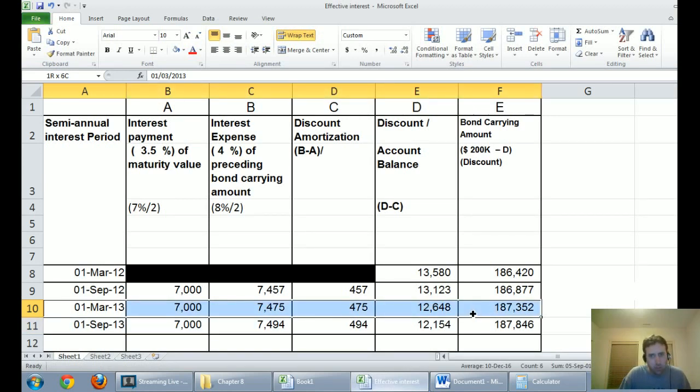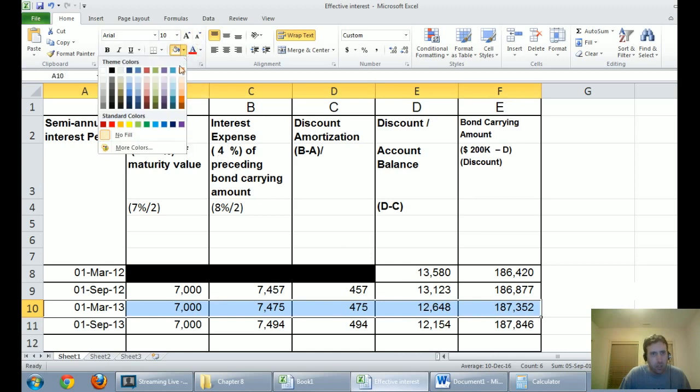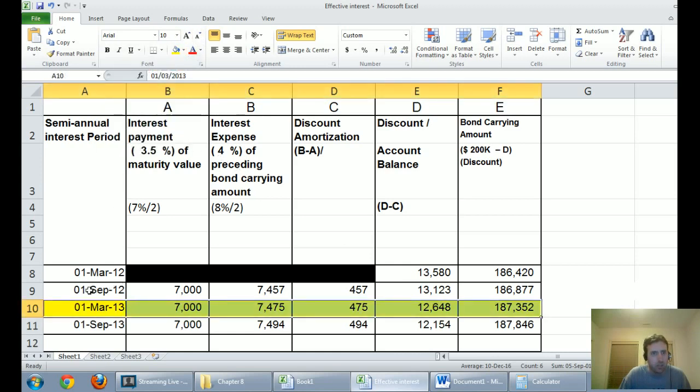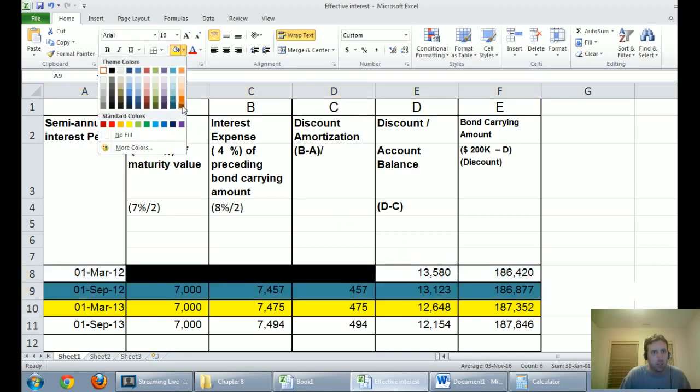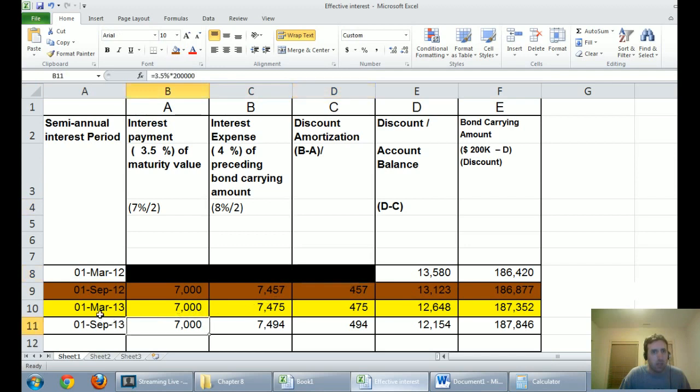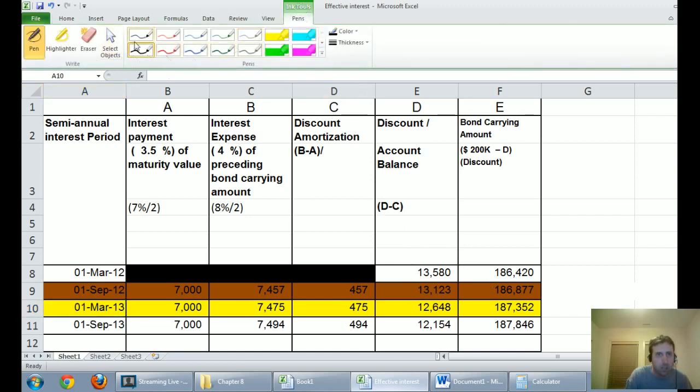Unfortunately, there's no December 31st, 2012 on here. The best we can do: we've already used up this September 1st, 2012 line, inputted it, and done a proper journal entry there. I'm going to brown it out, because we're not going to reuse that. We're on to March 1st, 2013. Well, let's think about what's included in the March 1st, 2013 line.